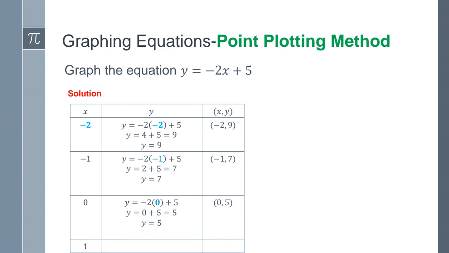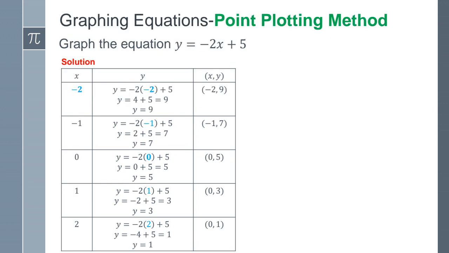Let's go ahead and use 1 and 2 for the last two. When I plug in 1 for x, I get a y value of 3. When I plug in 2 for x, I'm going to get a y value of 1. So as you can see here, we have several points that we can plot now on our rectangular coordinate system.